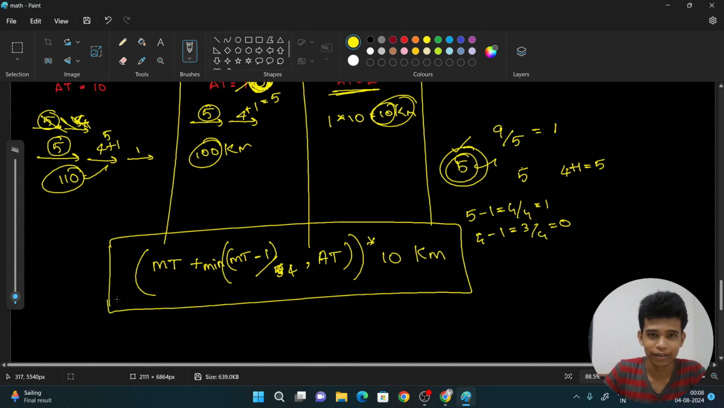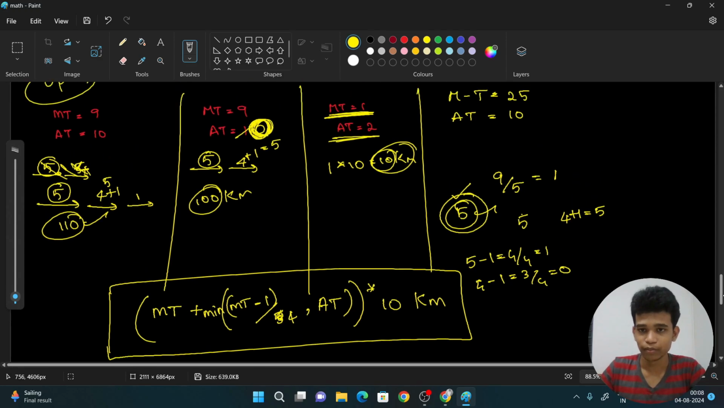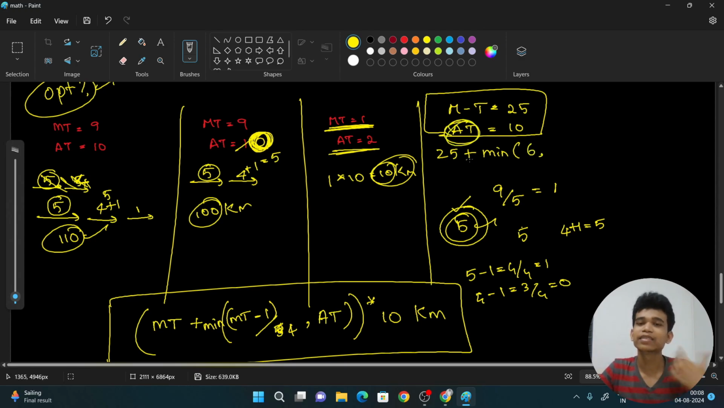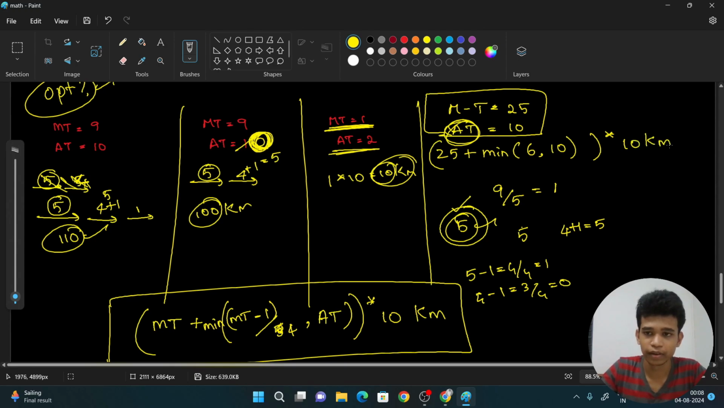So now hope you understand how this problem is converted to a simpler way, right? Now put this formula in this test case. If I put this formula in this test case, 25 fuel will be consumed is guaranteed, plus the minimum of 25 minus 1 is 24. 24 divided by 4 is equal to 6, right? 6, comma, what is the additional tank capacity? It is 10, right? 10.